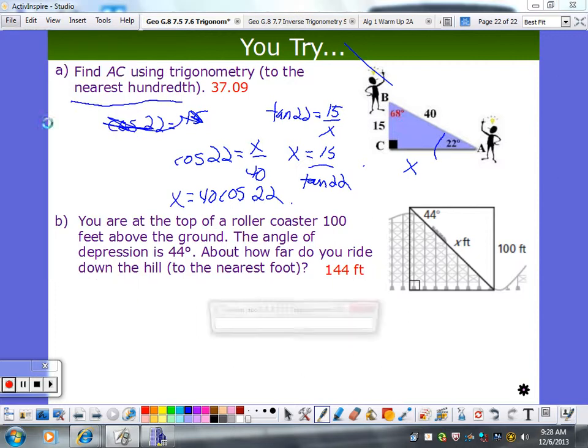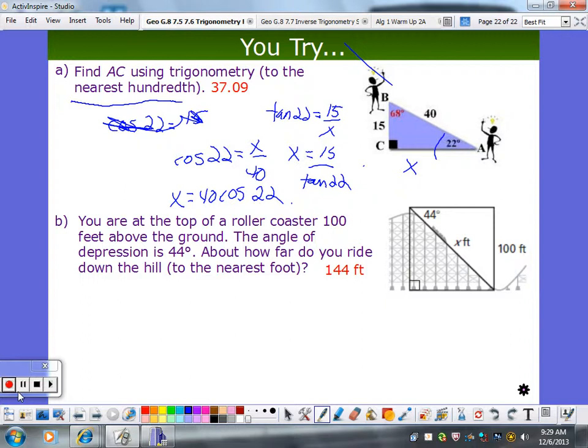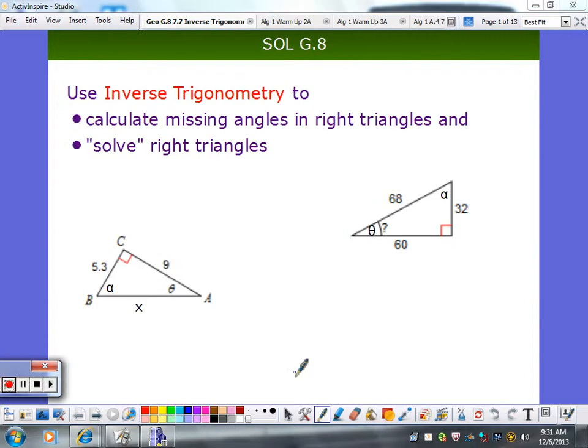So now I want to move on to the next little topic here. It's very much related to this, so hang on for a second. Inverse trigonometry. What we've been working on so far, regular trigonometry, is basically finding sides. If you know an angle, you can use the ratios to find some missing sides. Well, what if I know the sides and I don't know the angle? Trying to find the angle, that's the inverse. Inverse means what? Opposite, right?